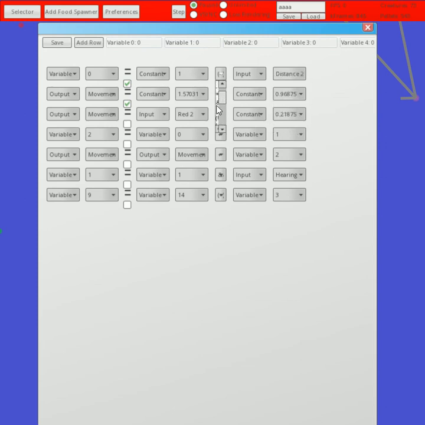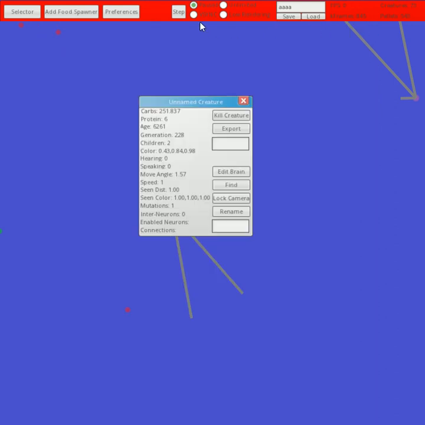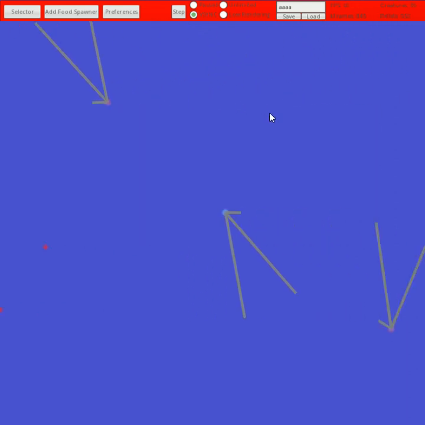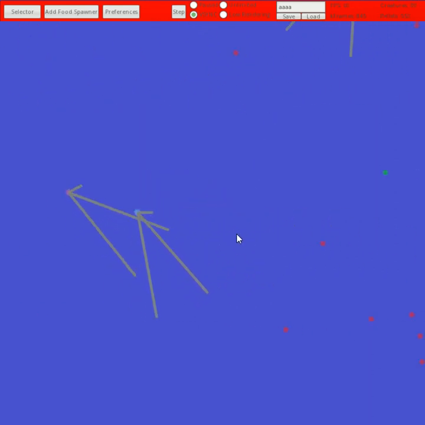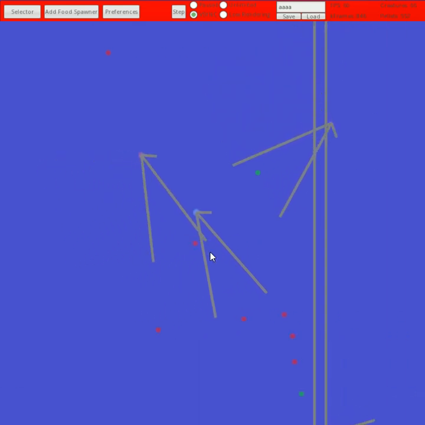So we're going to have 1 minus the distance of the object seen by the first eye be the movement speed. Yeah, that's output, movement angle, constant. Let's see what happens here. So when it sees a creature, it should go slower. The closer something gets to it, the slower it goes.